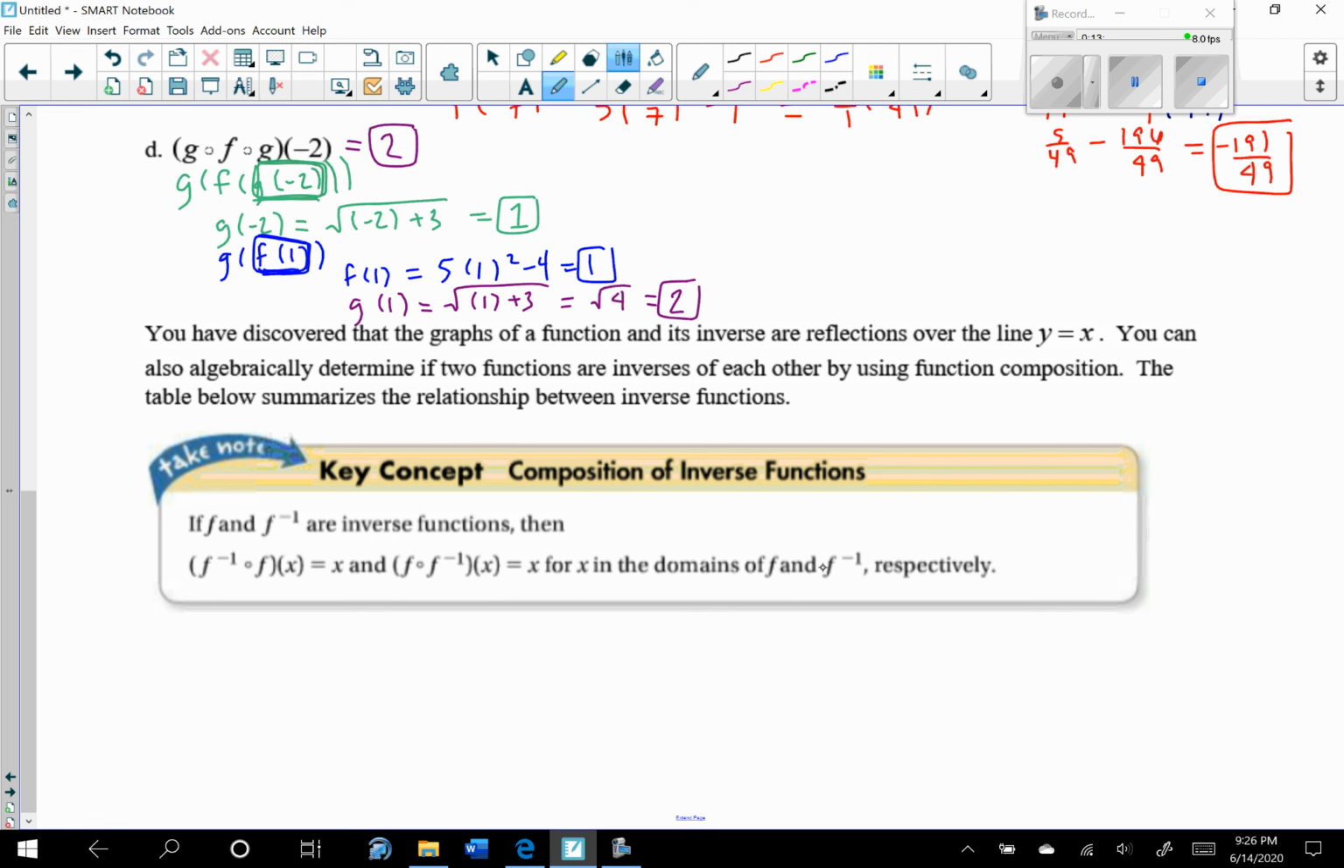So for this, that just means, why would we get x out if we put one function back into the other if it's an inverse? Well, if y equals x is the line of reflection, then you're basically undoing what you did before. So it makes sense that you would get x out for your solution.